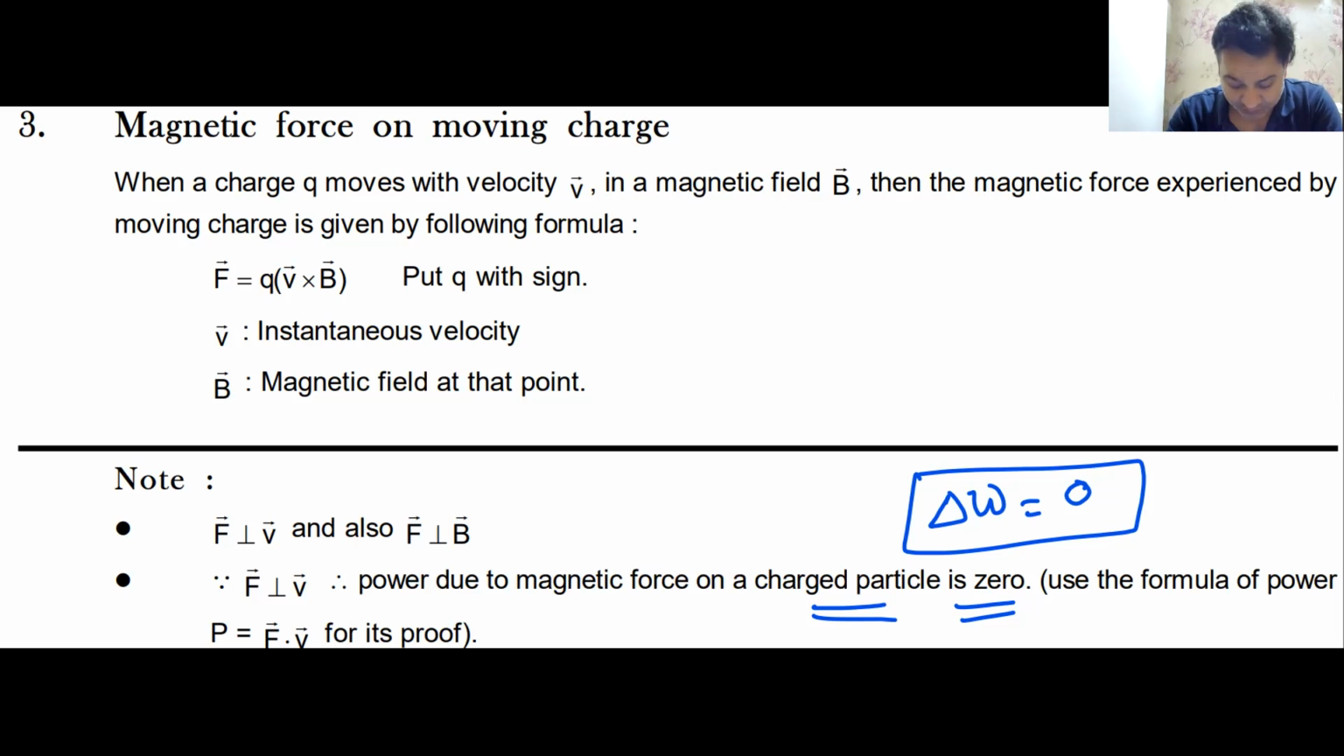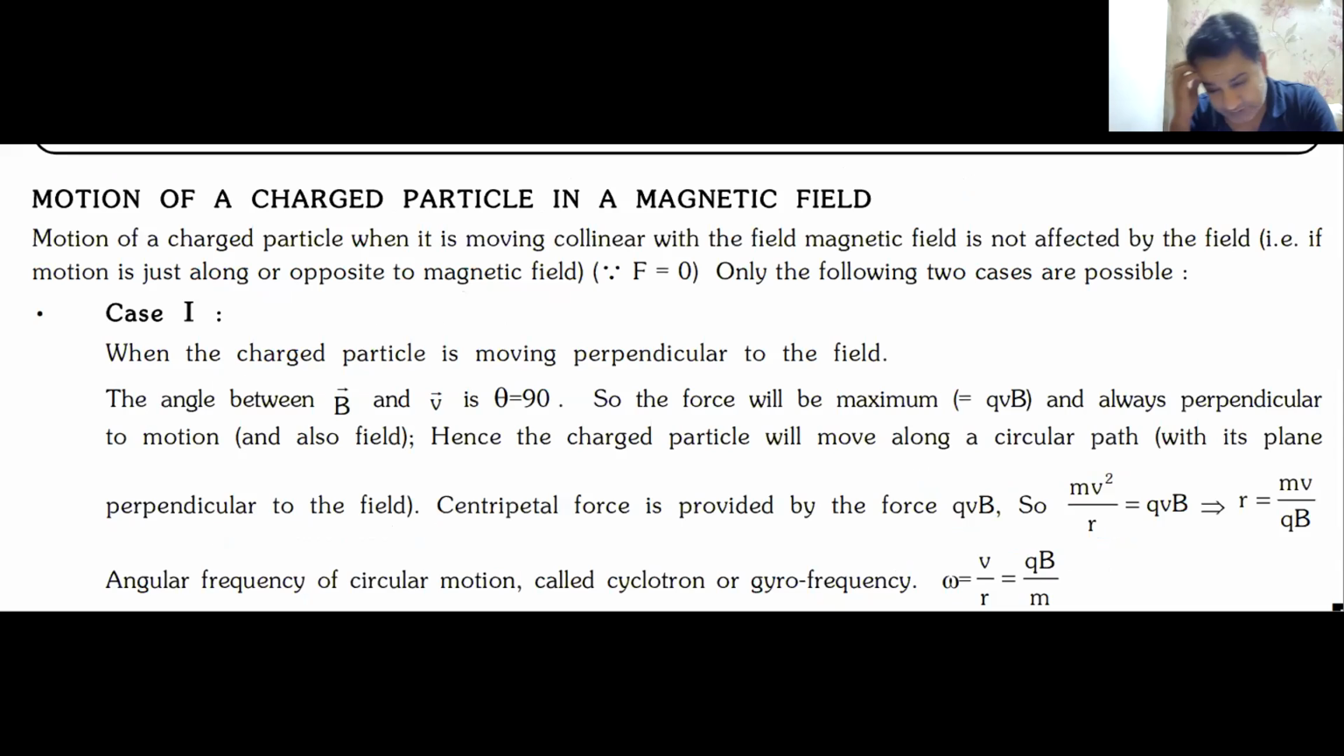We know all these points. If we know all these points, then we can move on to what type of motion a particle will have if it is put in a magnetic field. Now, this motion can be put into three categories. The first category is angle between V and B is 0 or 180 degrees. In that case, nothing will happen. The particle will go undeviated. Yes or no?